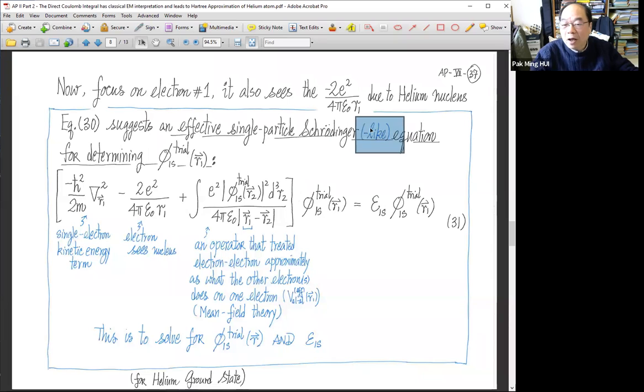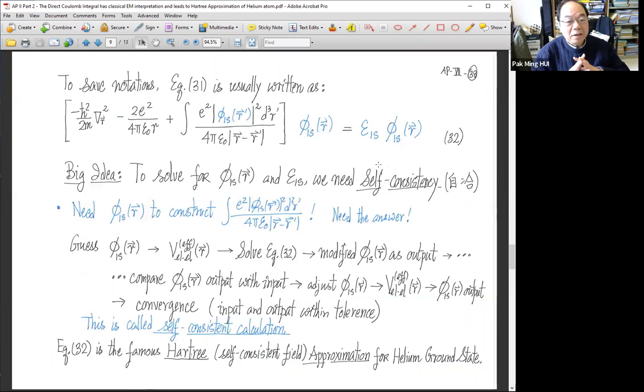I copied the equation here just for convenience. In standard textbook notation, we are using R1, R2 for the 2 electrons. More ordinarily, the authors will use R for R1, the one that we are focusing on, and R prime for the one that gives the effective potential. So it's the same thing, only replacing R1, R2 by R and R prime.